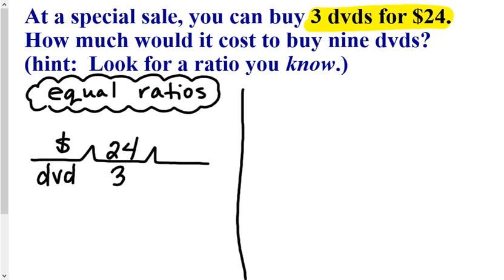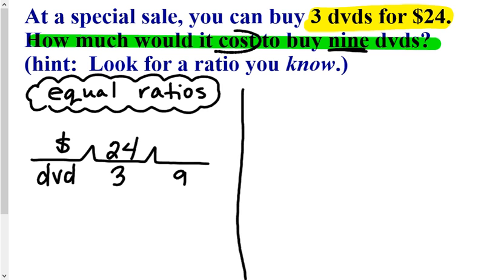And now the last part of our bridge map is going to be where we put our question. So our question says, how much would it cost to buy 9 DVDs? So 9 is our number of DVDs. It's going to go on the bottom. And the question is, how much would it cost? So we're looking for the cost. So that's my missing number.